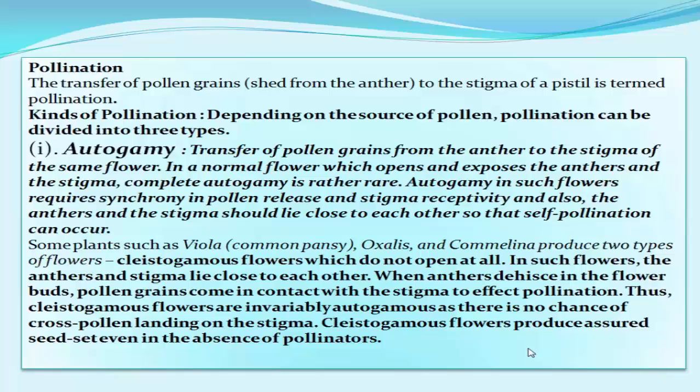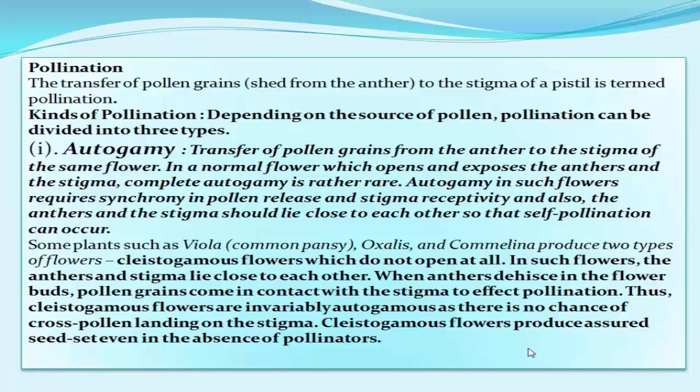Transfer of pollen grains to the stigma of a pistil is called pollination. Here, depending on the source from where the pollen grains are transferring and which one is the receiving stigma, whether it is belonging to the same flower, whether it is belonging to 2 different flowers produced on the same plant, or belonging to the 2 different flowers produced by 2 different plants.